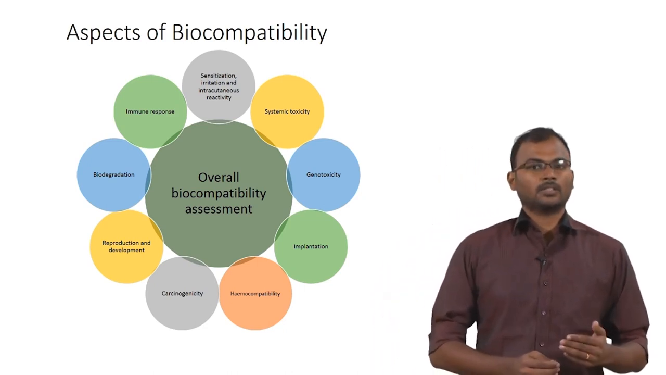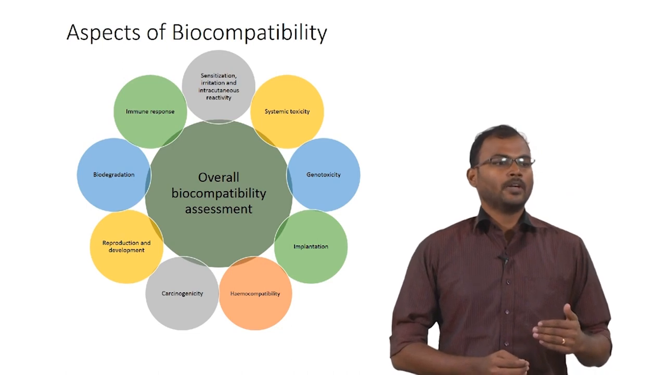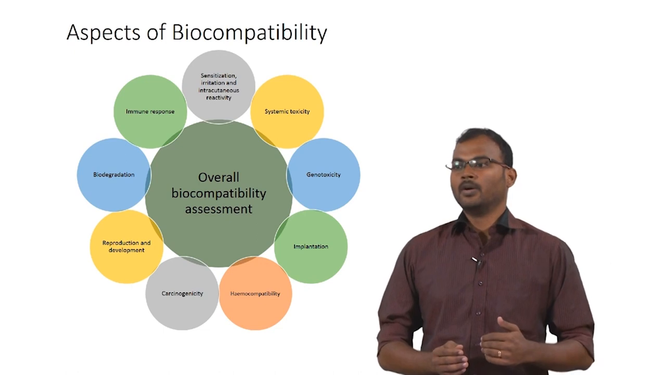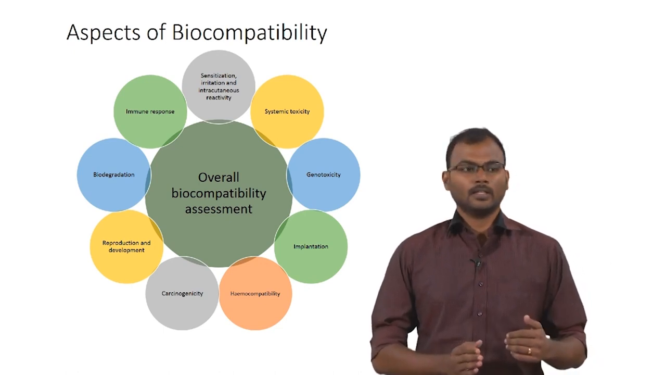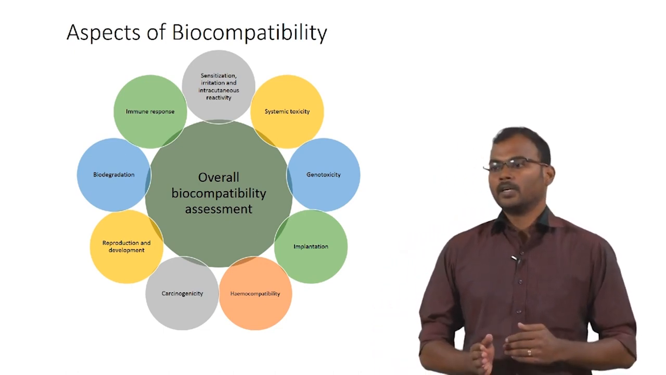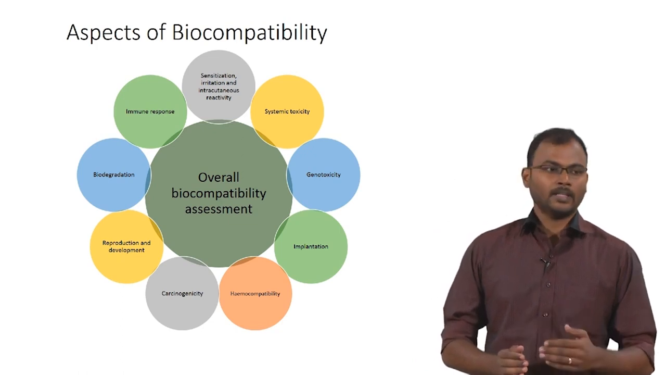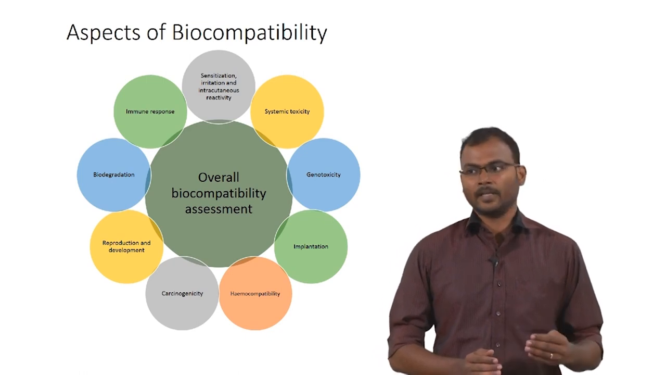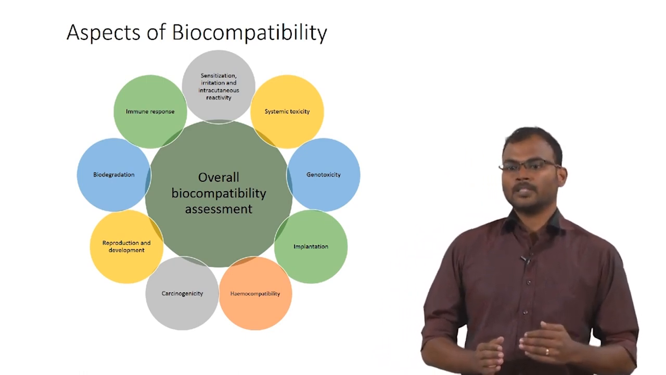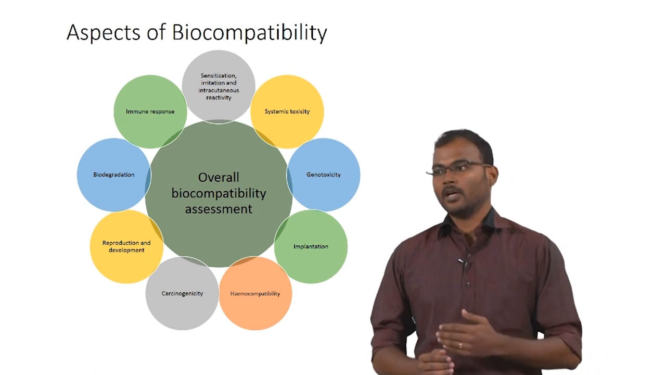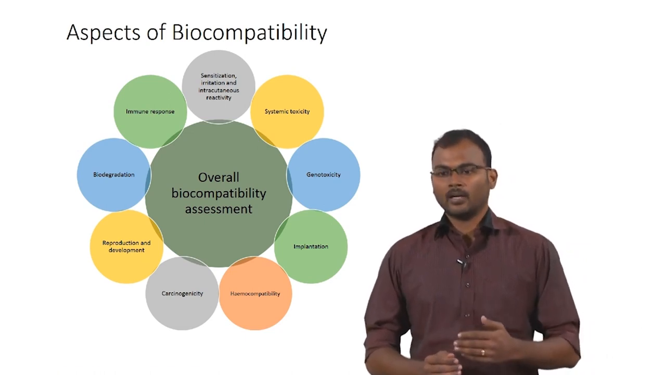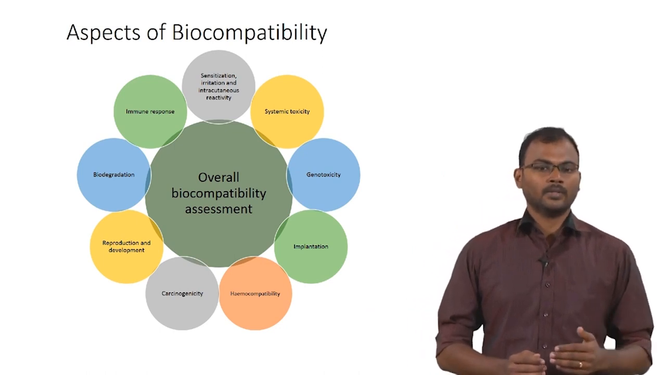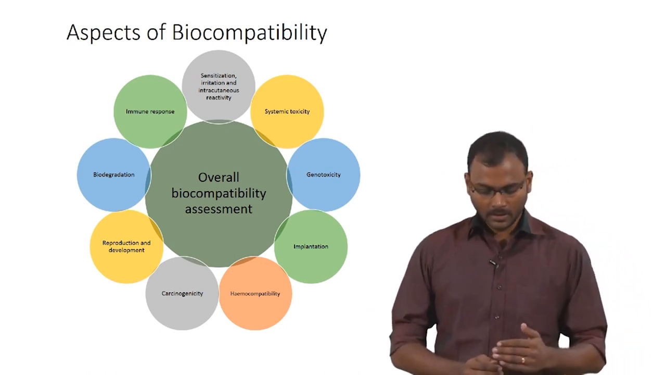Then systemic toxicity. Systemic toxicity involves what duration of toxicity you are going to observe over a period of time. Toxicity is a commonly used term for studying the biocompatibility of any scaffolds, hydrogels or other materials. What you are basically going to do is check whether the material you have produced is leaching out any compound or is interacting with the cells and killing the cells. So we have to check that using systemic toxicity.